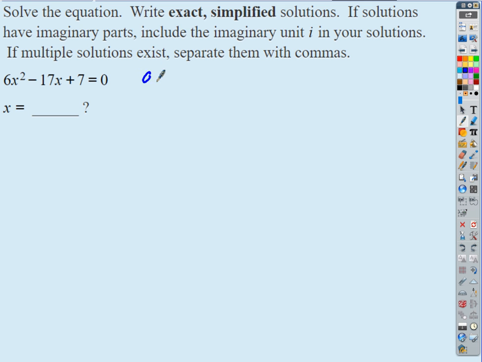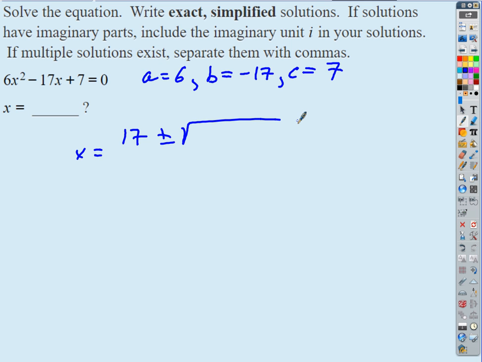What's A, B, and C this time? A is 6, B is negative 17, C is, okay, so then if we do quadratic formula, x equals negative B, so 17 plus or minus square root. Negative 17 squared, that's that 289. Oh, yeah. That's what we call the business callback. Yes, you're right. Minus 4 times 6 times, okay, all divided by 2a.